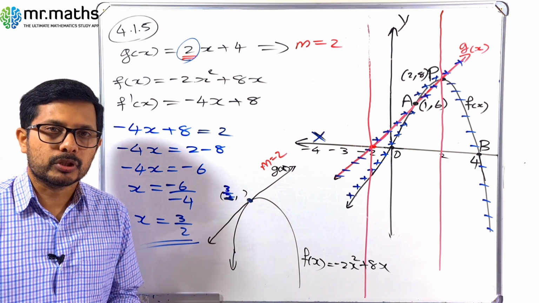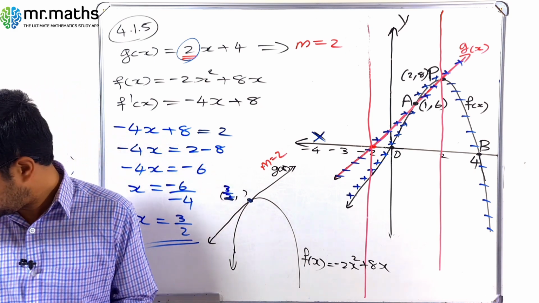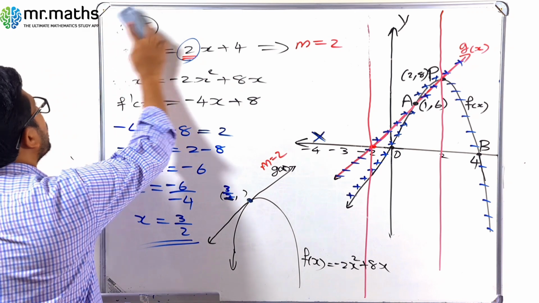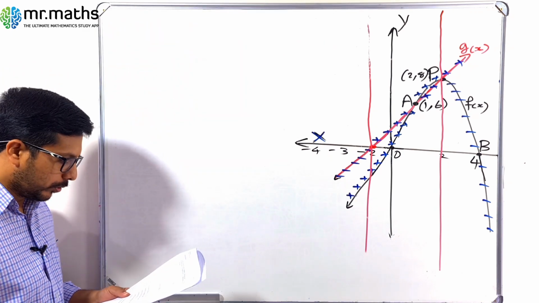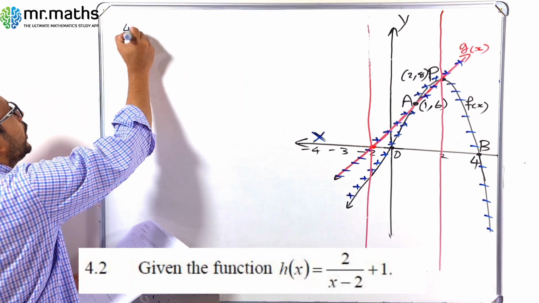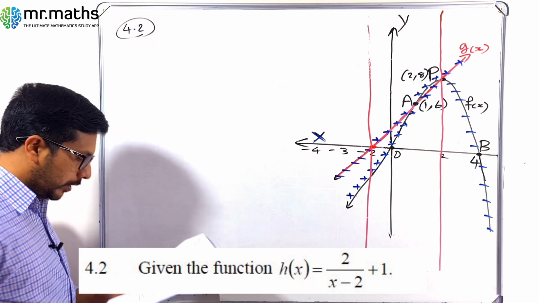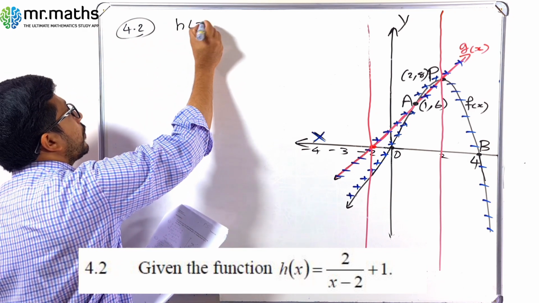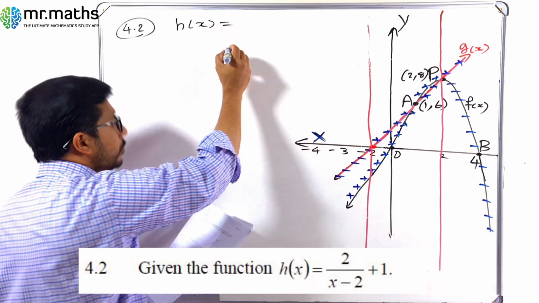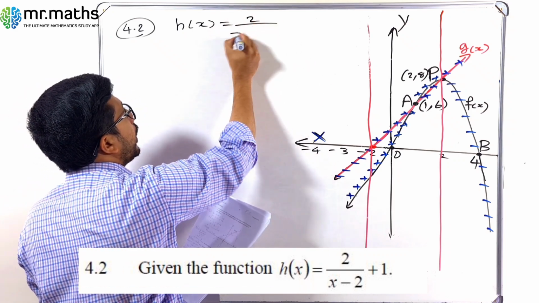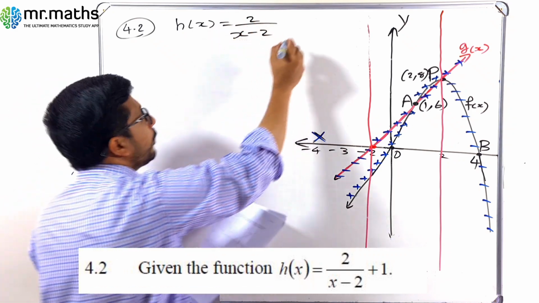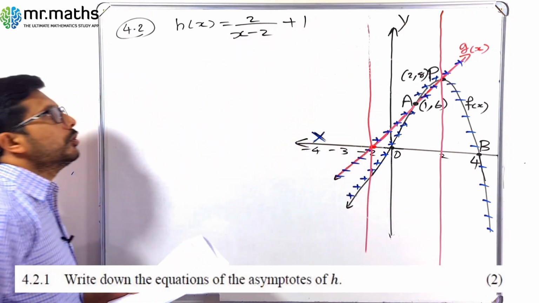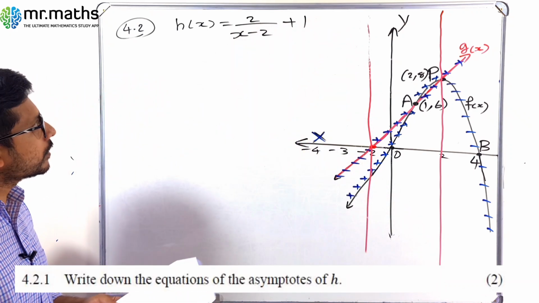Now let's move to question number 4.2. What is that question? Given the function h of x is equal to 2 divided by x minus 2, plus 1.